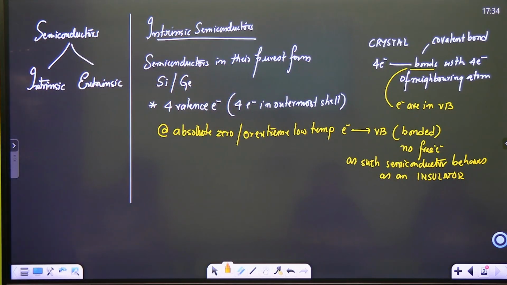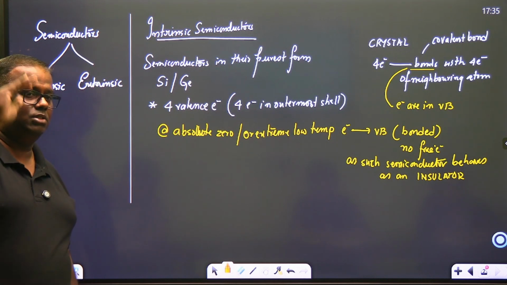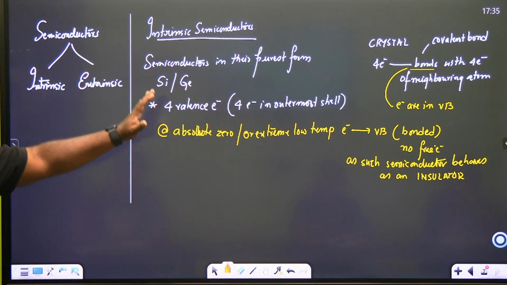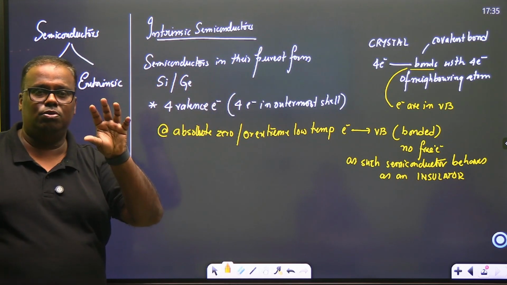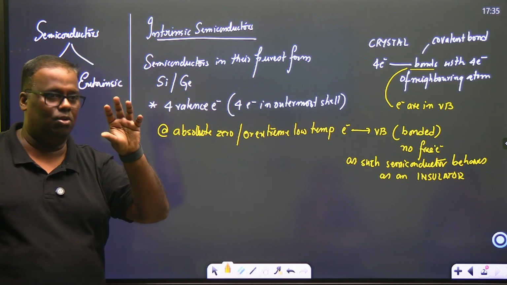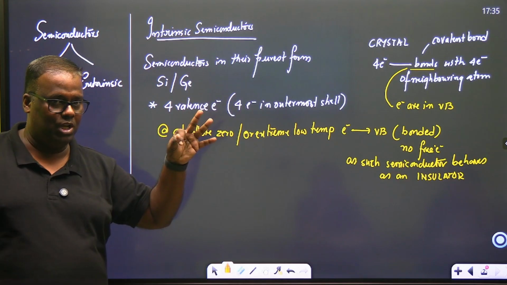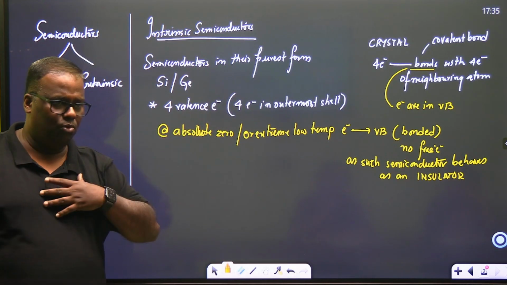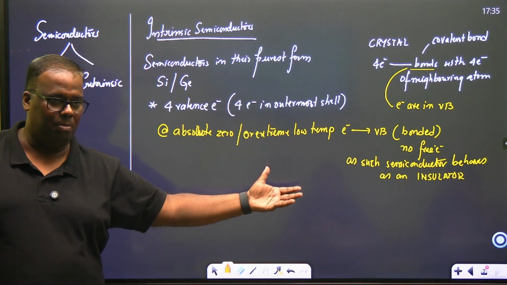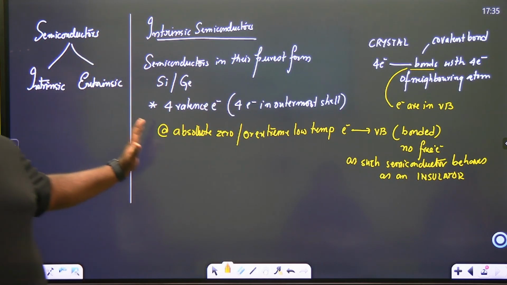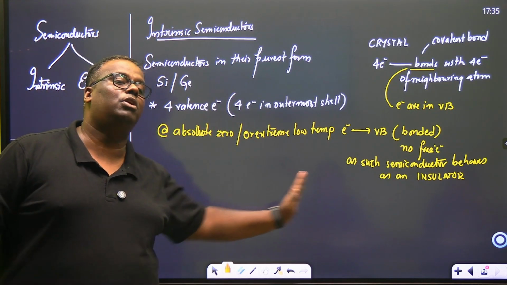Try to understand this, and then write it. I'll give you time to write, don't worry, because if you write, you understand it. When you have a pure crystal of silicon or a pure crystal of germanium, you have atoms with 4 electrons in their outermost shell. Say this is atom 1. Its 4 electrons bond with the neighboring electrons of another atom, and as such all the electrons will be in their valence band, because you are seeing this at absolute zero, and they will all be in bonded state.